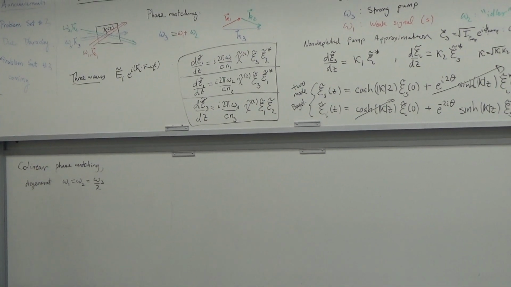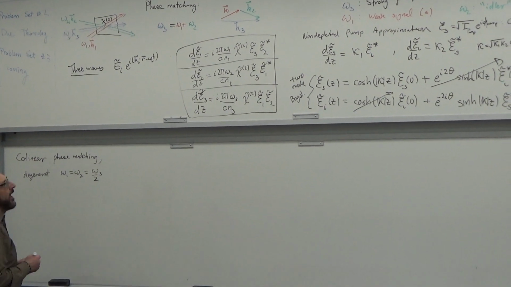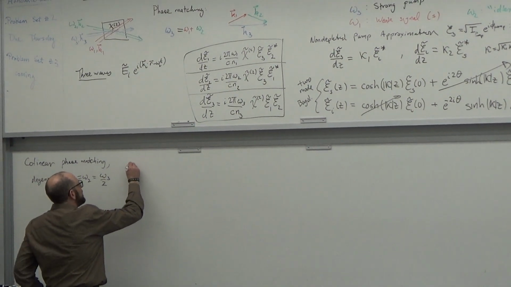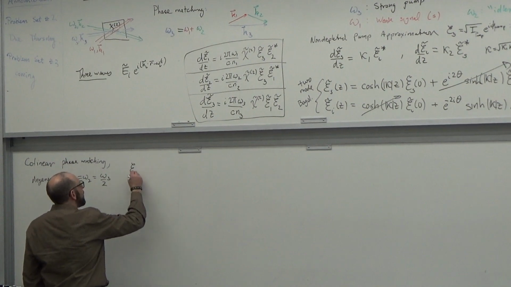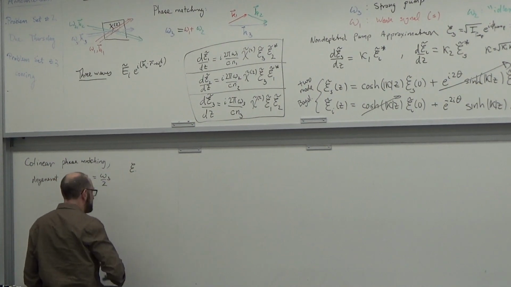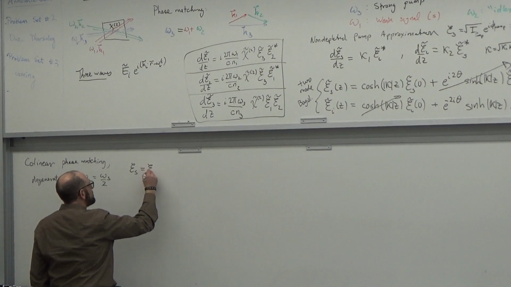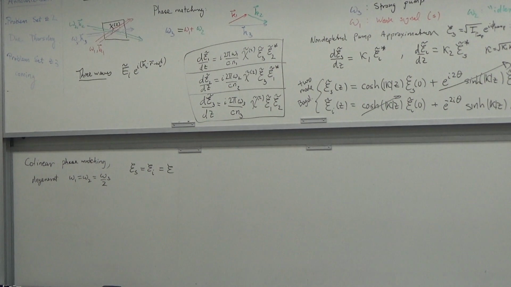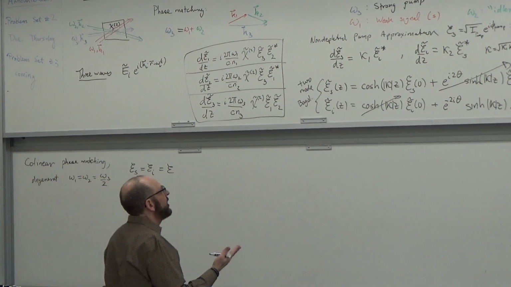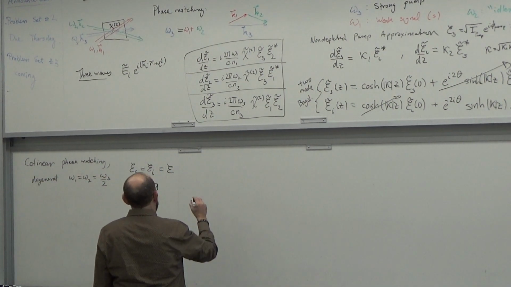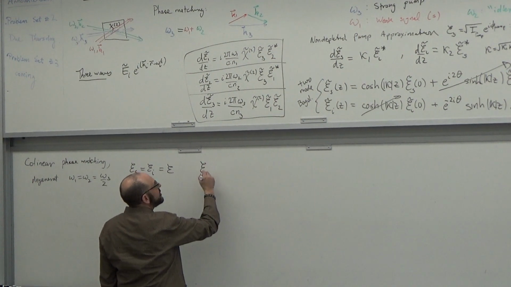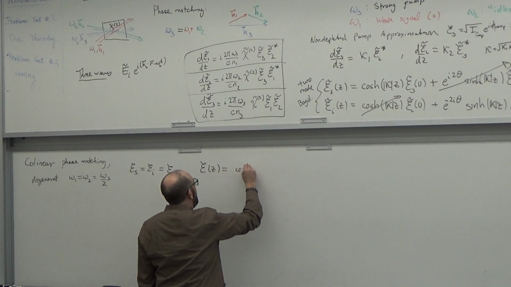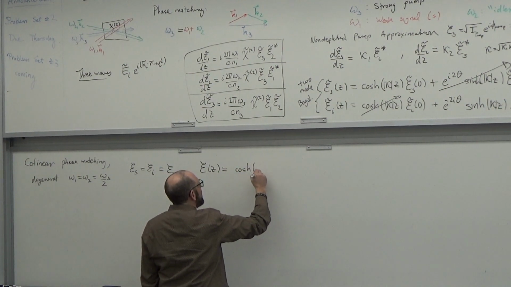Under that situation, then the signal and the idler are the same mode. Let's just call it E. So then we have a one-mode Bogoliubov transformation under that situation. So that mode will evolve according to this equation.